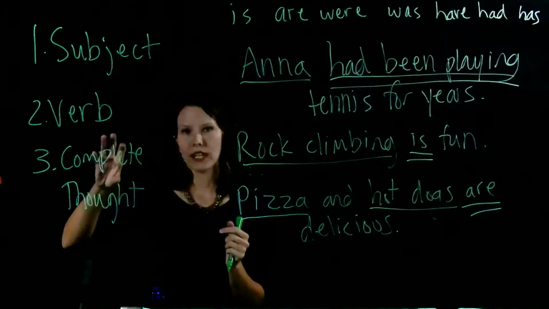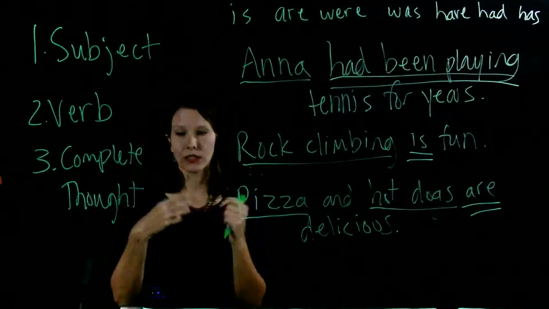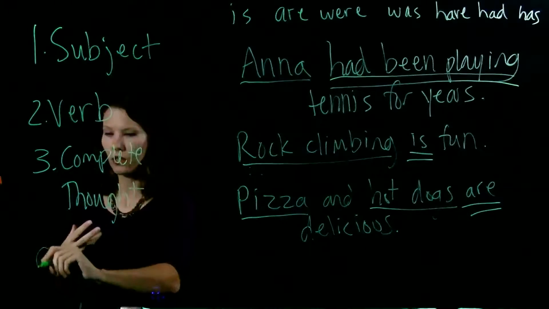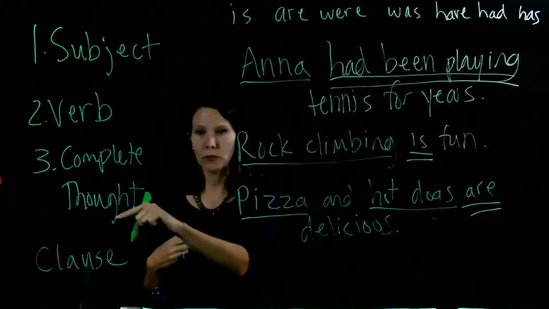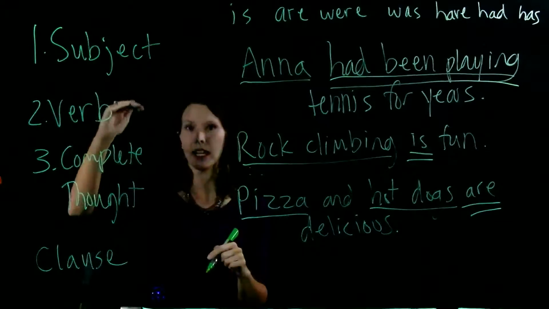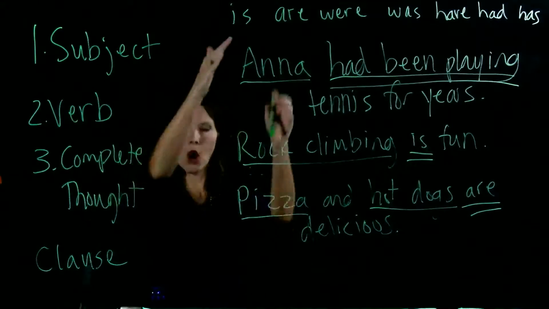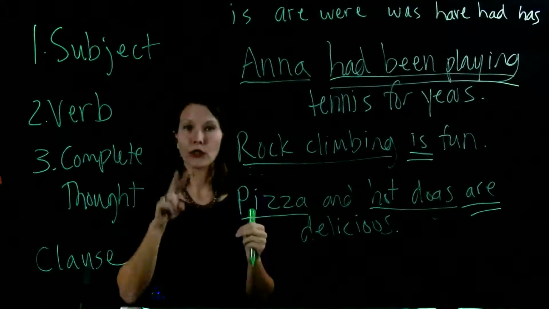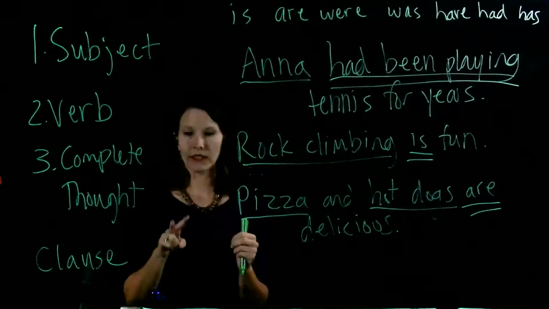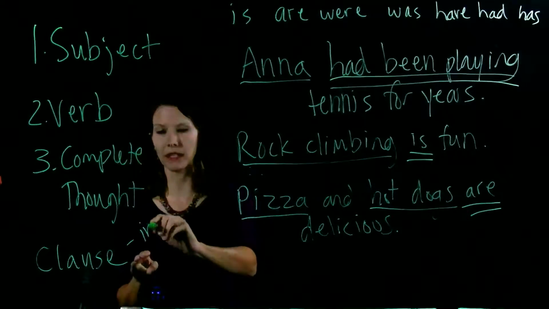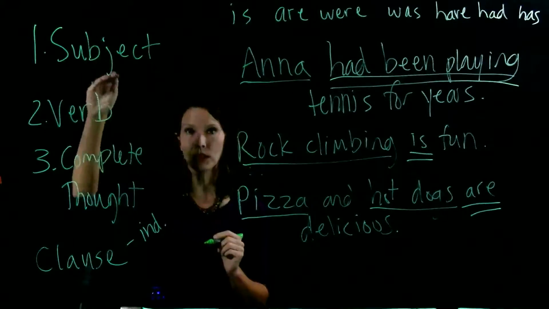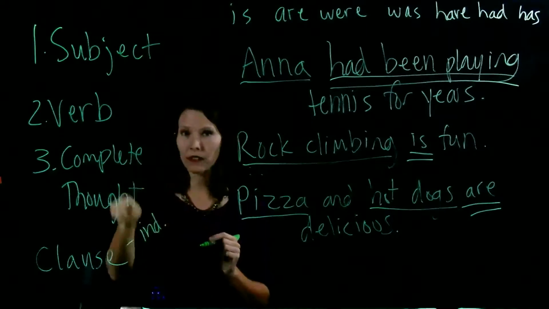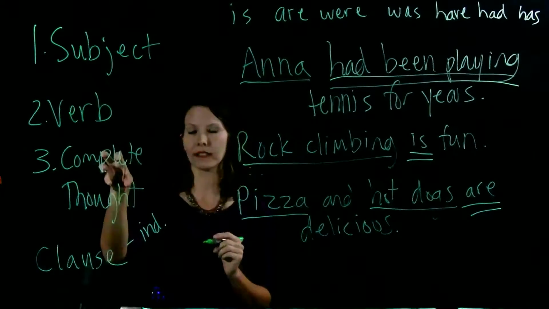In order to understand complete thought, I need to introduce another concept to you, which is something called a clause. A clause is a group of words that has a subject and a verb. So all of these are clauses. There are two different kinds of clauses. The first kind is an independent clause. An independent clause has a subject, verb, complete thought. An independent clause is the same as a complete sentence.